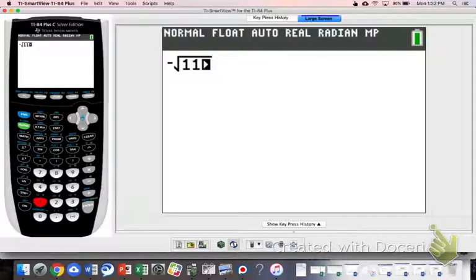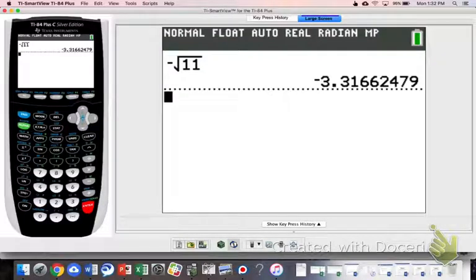If you got the TI-84, I think the notation is pretty straightforward. It's just like you would write it. So once you get that in there, you hit enter. And I came up with negative 3.31662479. Make sense? Good. I just want to make sure you know how to use the calculator. Any questions? Yeah, Lana.